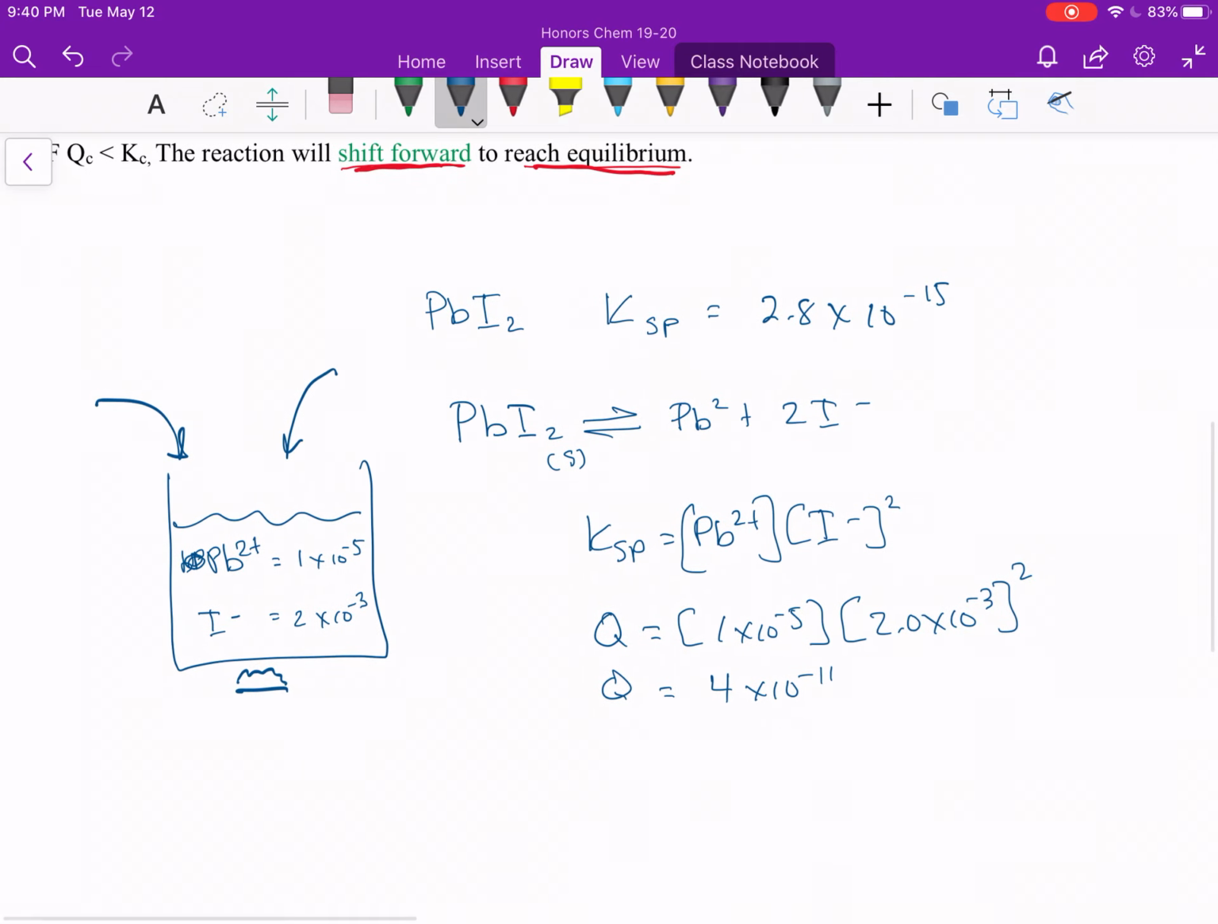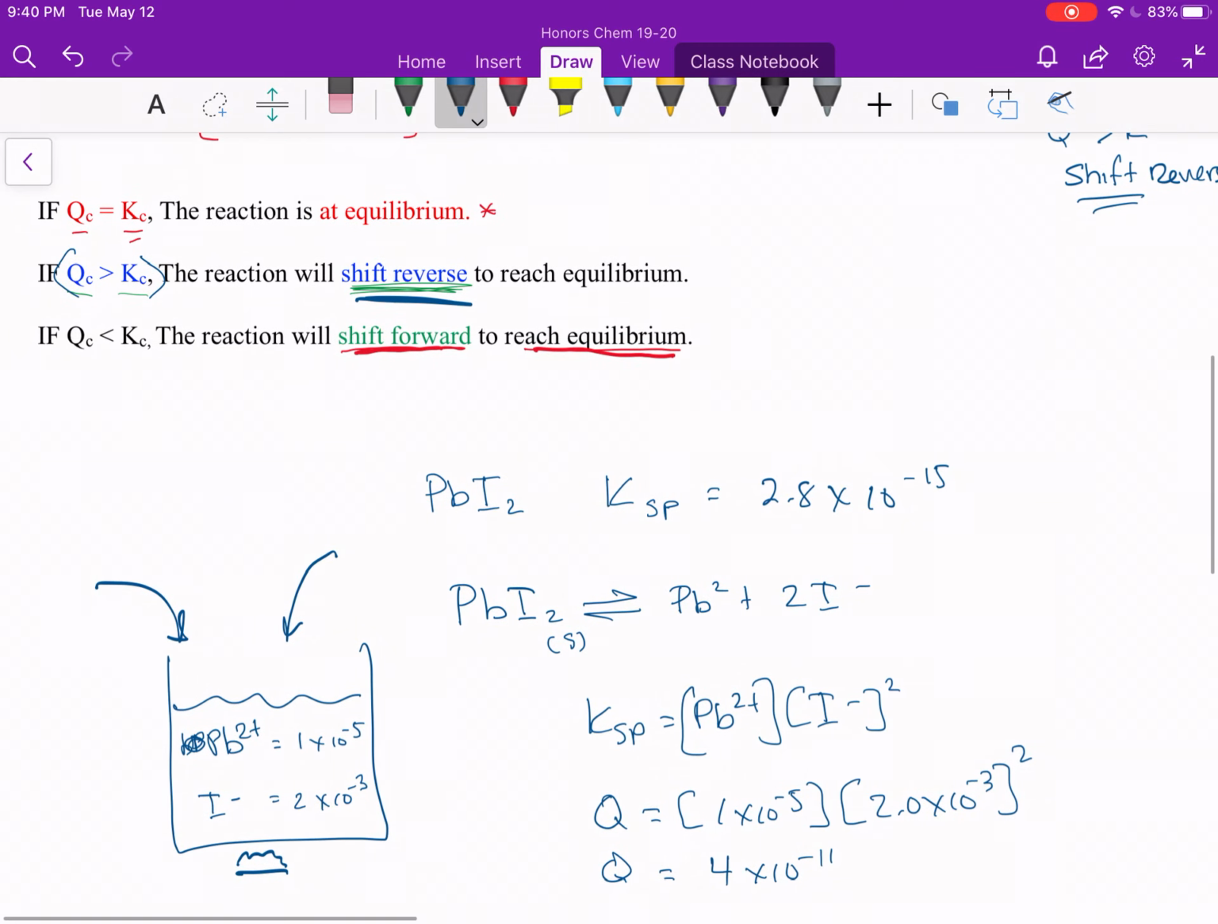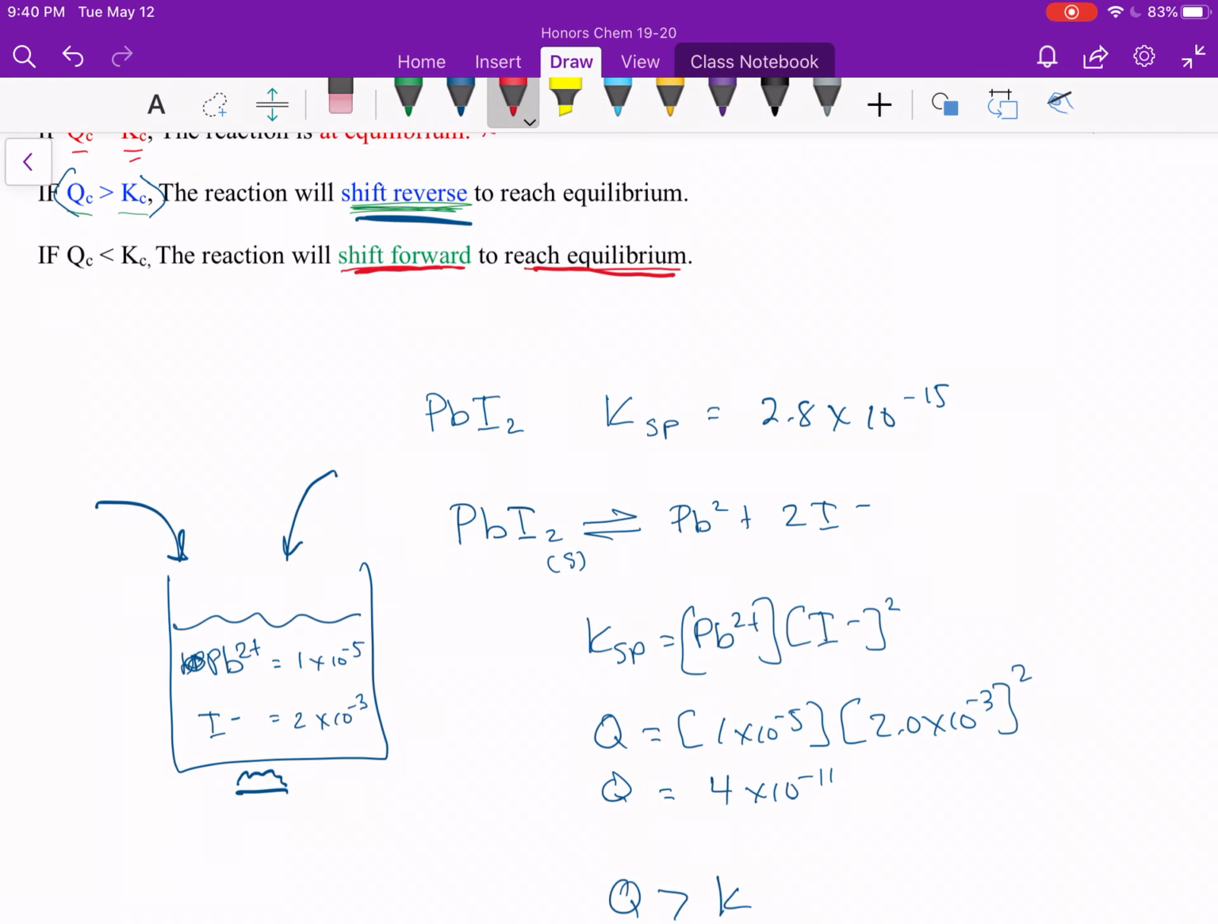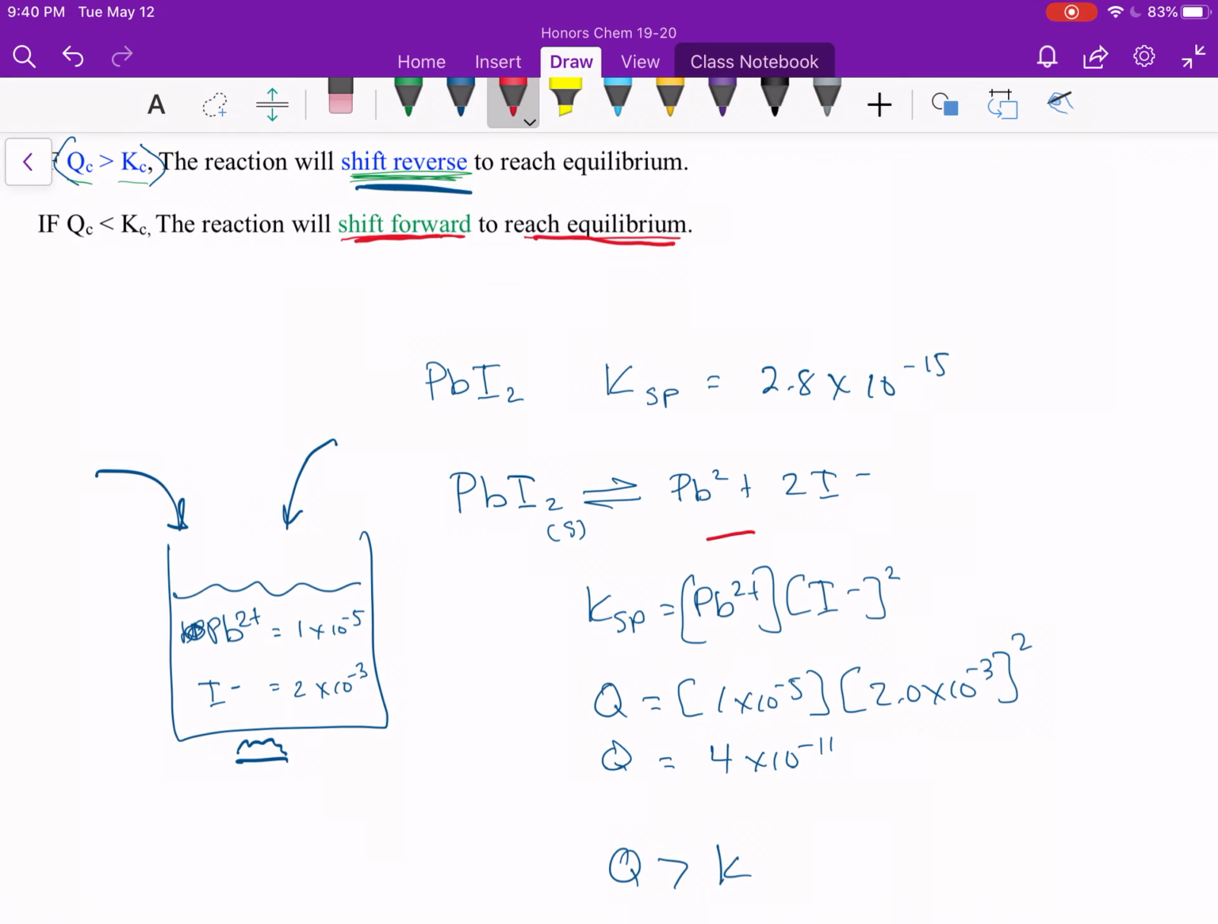And so in this case, we see Q is greater than K. When Q is greater than K, we just learned that it's going to shift reverse. So because Q is greater than K, we would expect to shift reverse. And when we shift reverse, we see that that solid should form. So if we had those two ions in those relatively low concentrations, we are expecting, according to this method, that we would see a precipitate being formed. Okay, that's how we can use it.